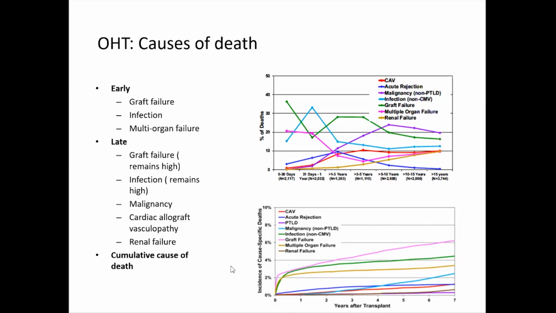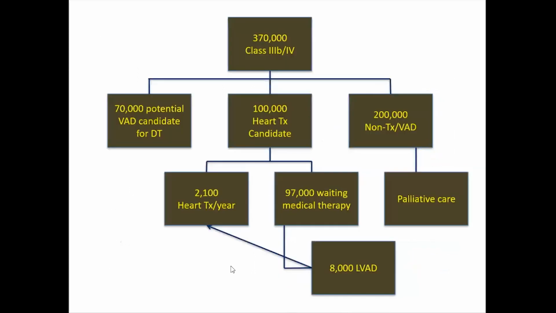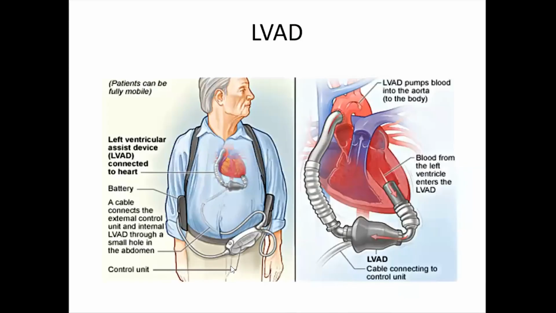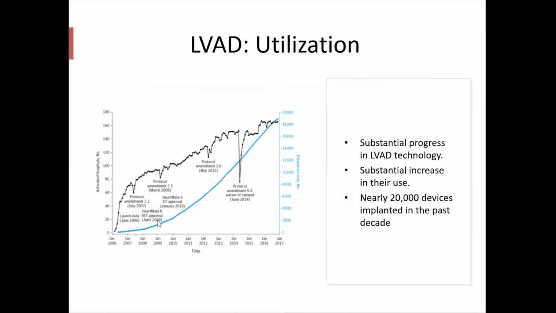As you know, we mentioned the volume. We transplant about 2,500 to 3,000 patients a year, but the number of patients with advanced heart failure, stage D heart failure, is getting higher and higher, and that's where the LVAD came into play. LVAD, left ventricular assist device, utilization, after it was approved for destination therapy, there was an exponential increase in the number of centers and the number of patients who underwent LVAD implantation.